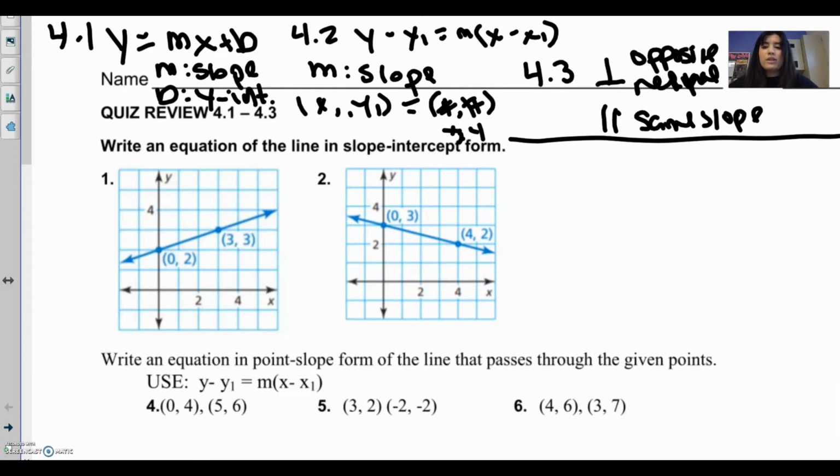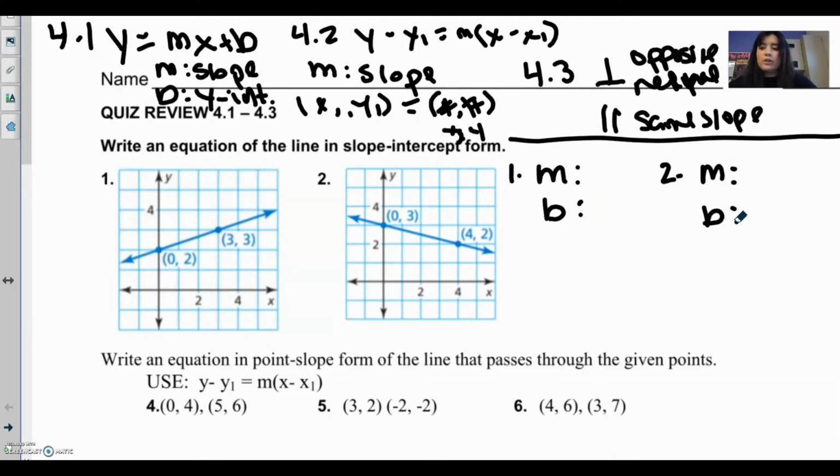We're going to go to number 1. It says to write an equation of the line in slope-intercept form. So for number 1 and for number 2, what are we going to need? We're going to need m, which is slope, and we're going to need b. Okay, looking at a graph, it's pretty simple.